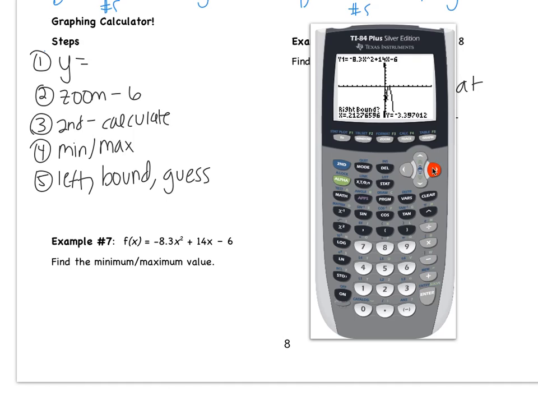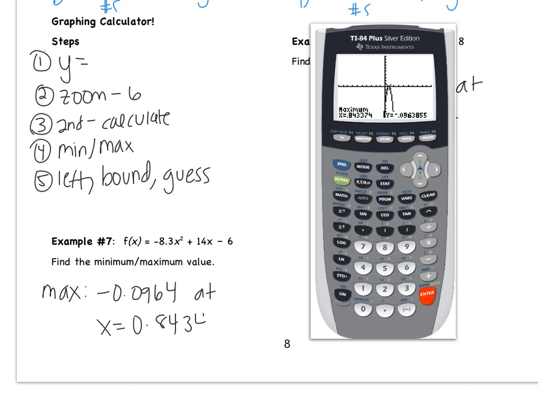Now go back to that maximum. This time the right boundary, hit right a few times, hit enter. Hit enter one more time to guess, and there's your maximum. So we would say our maximum, again, is the y value, so it's negative 0.0964 at x equals 0.8434.